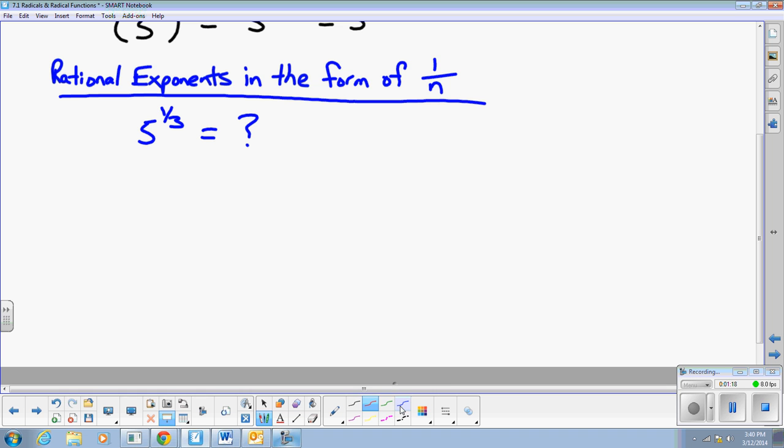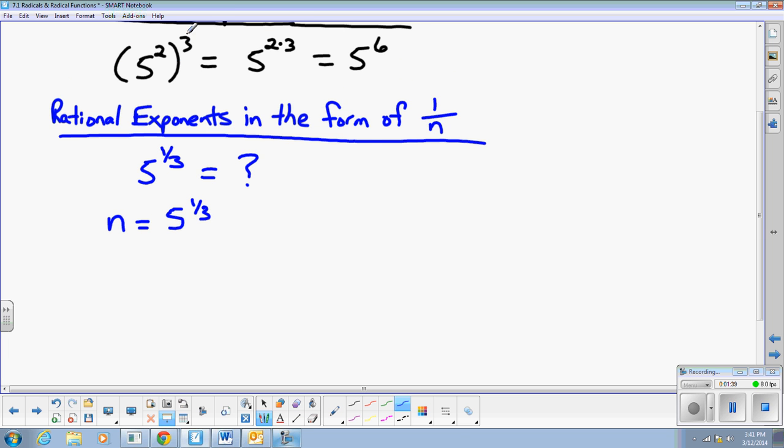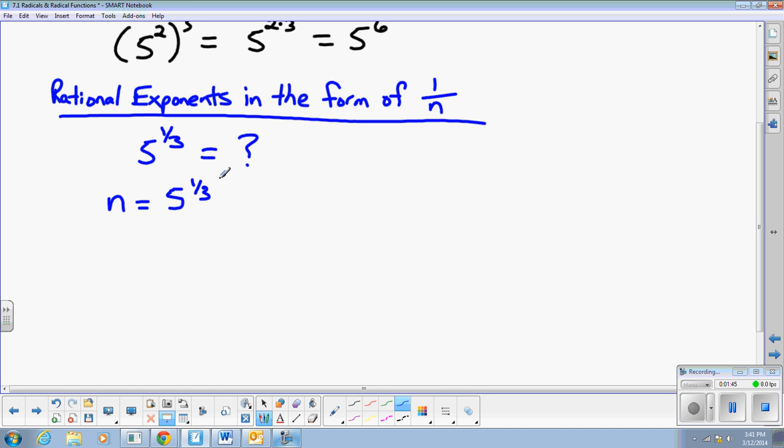All right, so as we work with this, let's say we have 5 to the 1/3 power. So we have some number n equals 5 to the 1/3 power. So we don't like these fractions, do we? So how do we get rid of those fractions? Well, in order to get rid of this fraction, I can use this power rule up here, the multiplying of the exponents, and I can change this equation. What I will do is cube both sides, and I will say that n cubed will equal 5 to the 1/3 power, cubed.